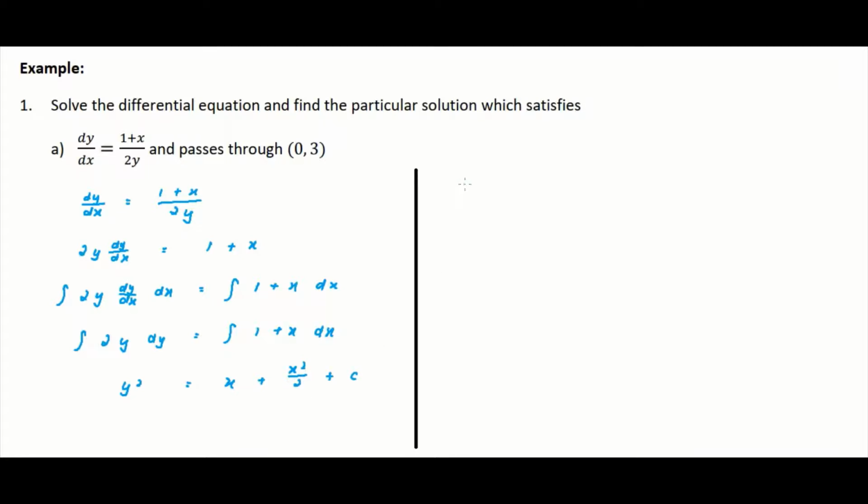Okay, so it's given (0, 3). So we can substitute to find out what our constant term is. So 3 squared equals 0 plus 0 squared over 2 plus c. So we have c equals 9. Okay, so meaning our final solution will be y squared equal to x plus x squared over 2 plus 9.